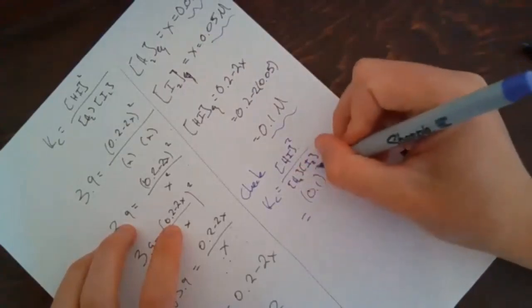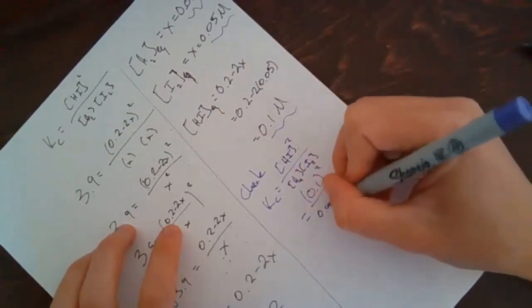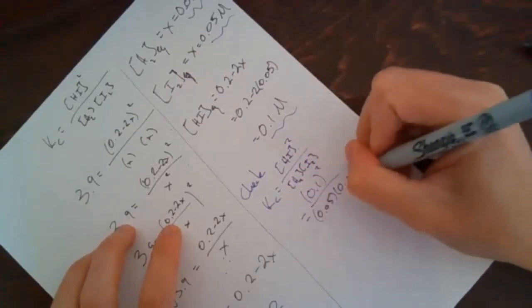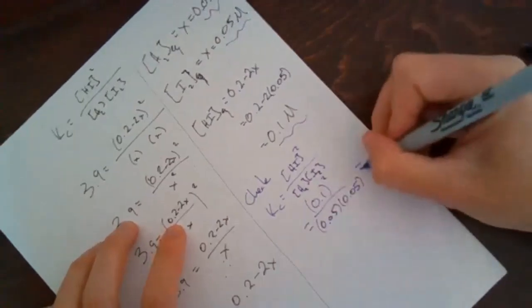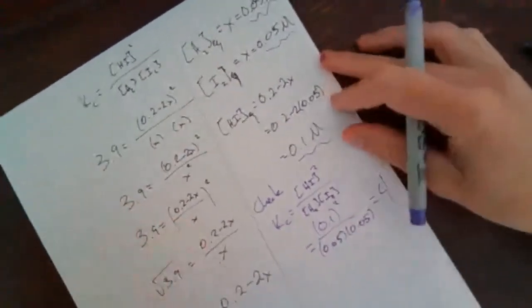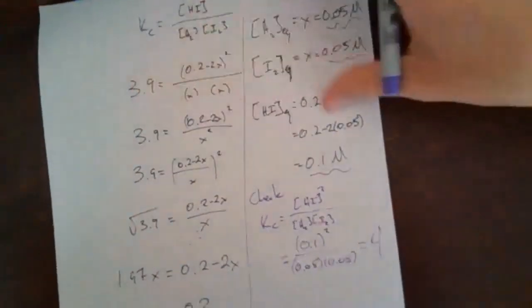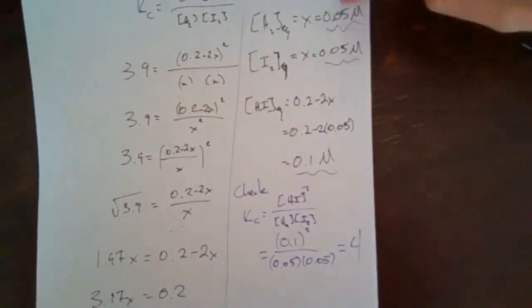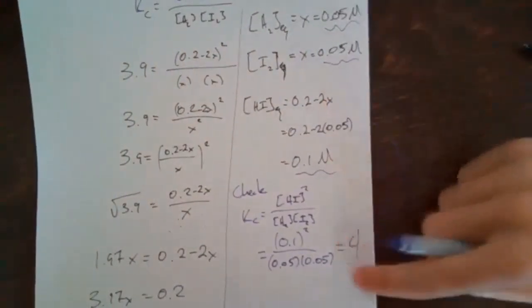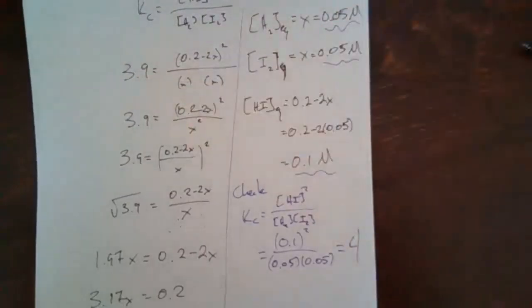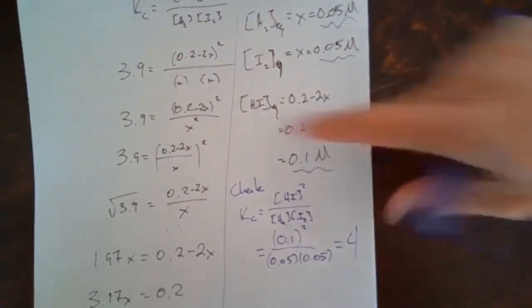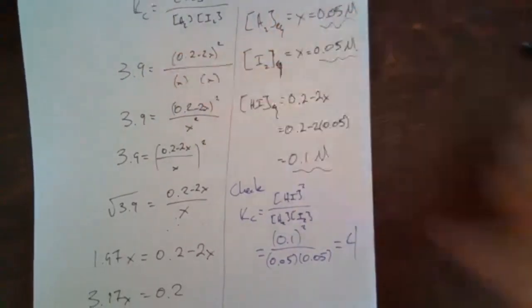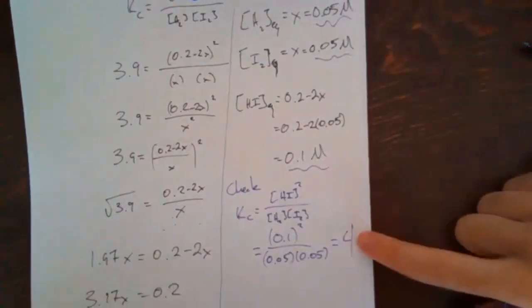I get 0.1 squared divided by 0.05 and 0.5, and I get 4. So the reference value was 3.9. I'm not exactly the same, but you'll note I only have 1 sig fig on these. So to 1 sig fig, I got the right answer. With rounding, it's pretty common that you don't get it perfectly. But we're doing pretty good.